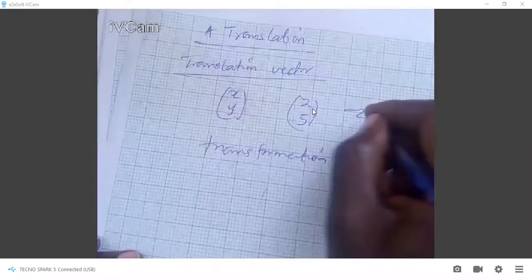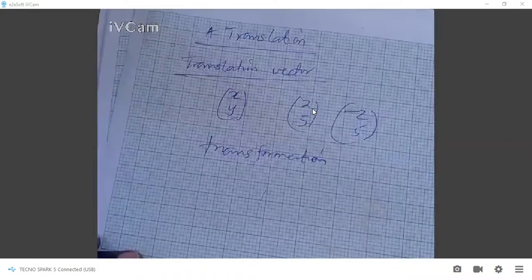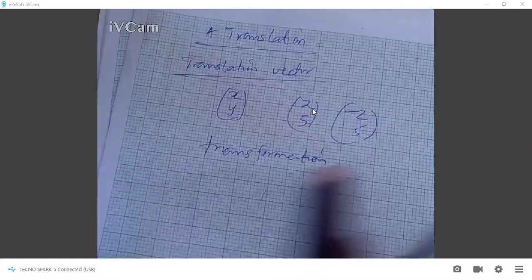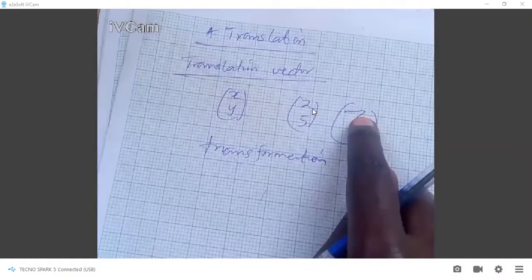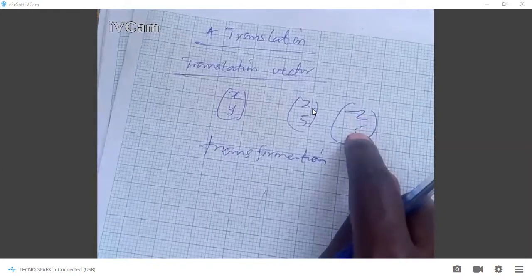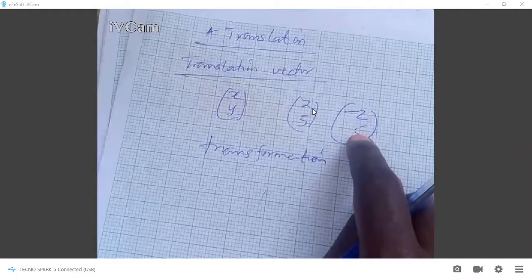You can even have -2, then 5. So it means -2 means that point will move 2 units on the negative side, which is the left-hand side, and 5 units upwards. Okay, so that's the meaning of a translation. You also looked at, when you go back to your book, that when an object is transformed, the shape doesn't change. The shape of that object, the image that you get, its shape doesn't change. The size also doesn't change when you are dealing with the translation.